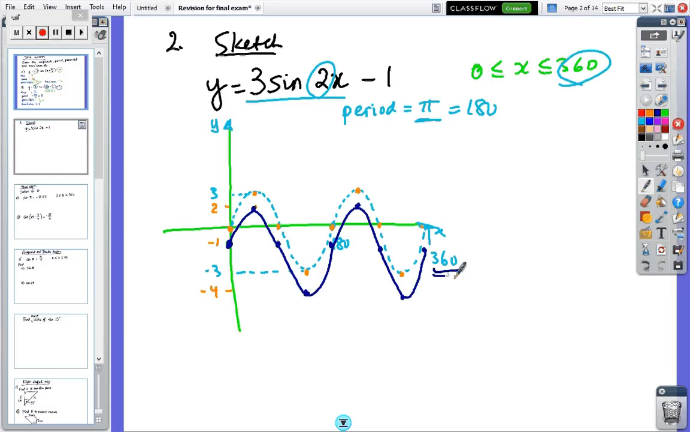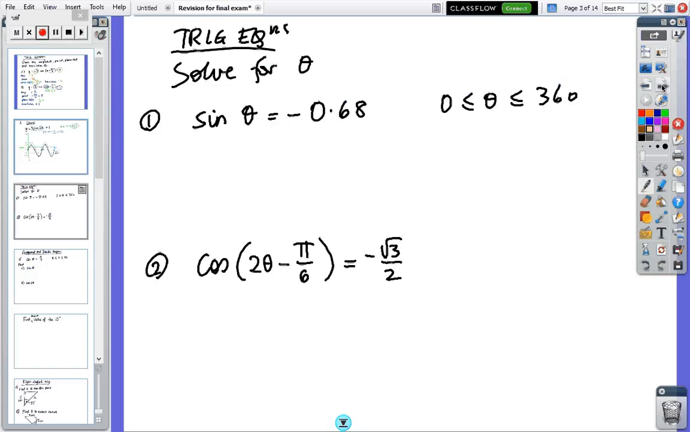And we only have to go to 360, so we can just sort of stop there. So basically what we've done is we've got like a new sort of x-axis there, but it's not the x-axis, so we've dropped everything down. So that purple line is the right line. Okay, let's move on. Okay, so these are trig equations, some straightforward ones.